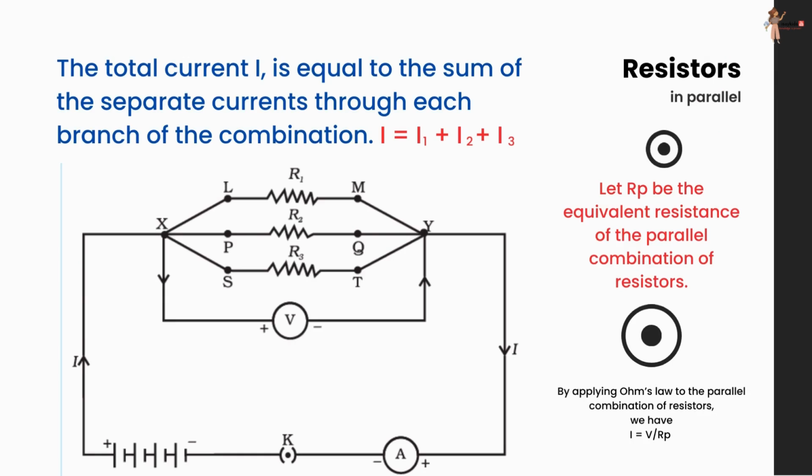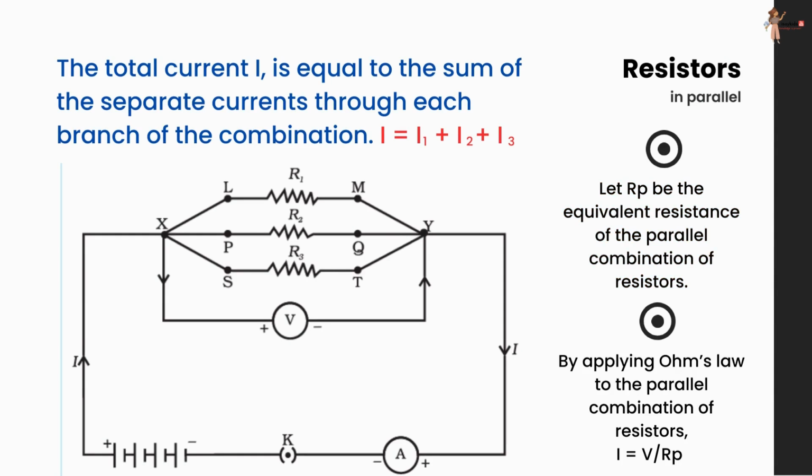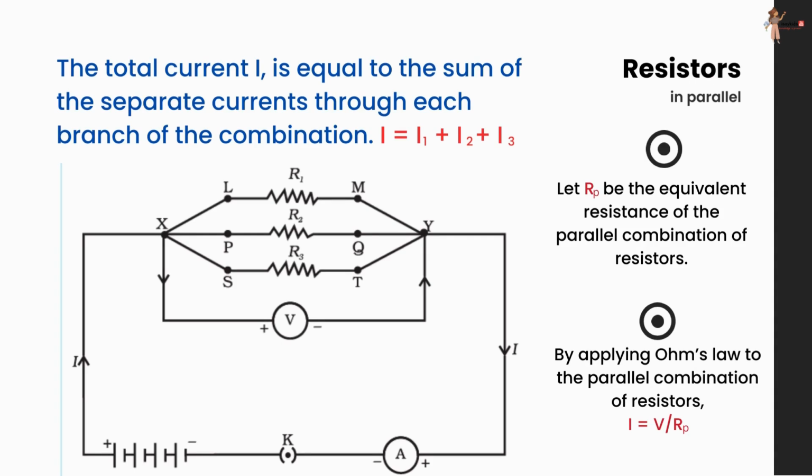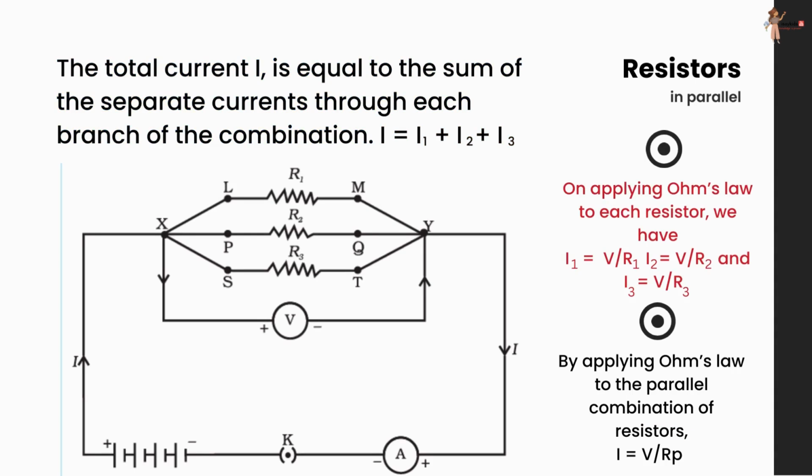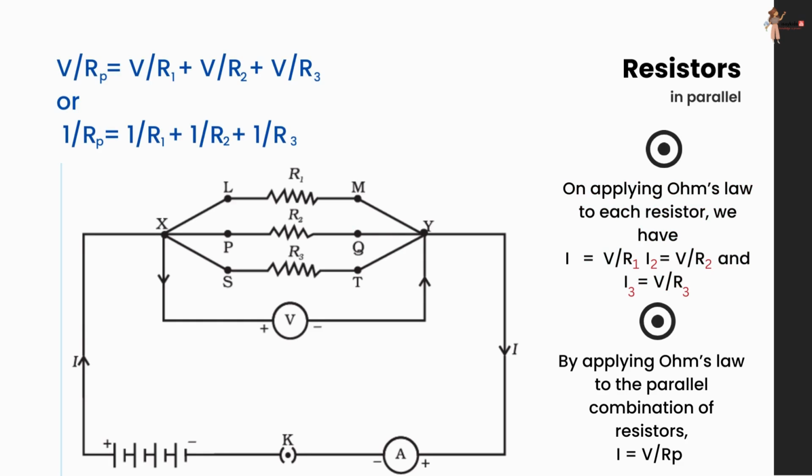Let Rp be the equivalent resistance of the parallel combination of resistors. By applying Ohm's law to the parallel combination of resistors, we have I is equal to V upon Rp. On applying Ohm's law to each resistor, we have I1 equal to V upon R1, I2 equal to V upon R2, and I3 equal to V upon R3. That means V upon Rp is equal to V upon R1 plus V upon R2 plus V upon R3.